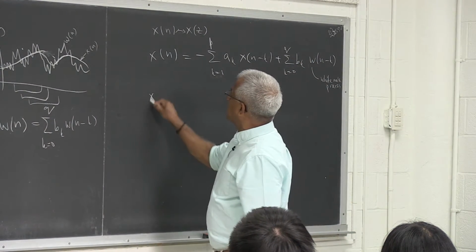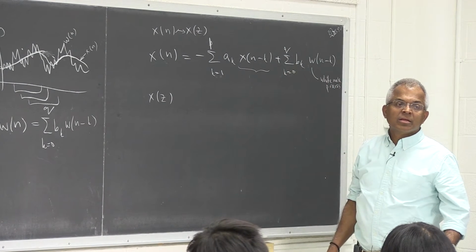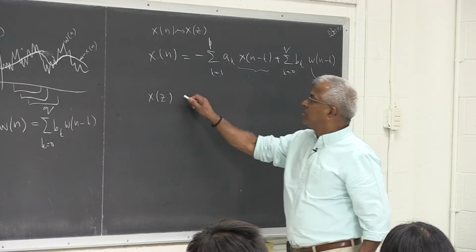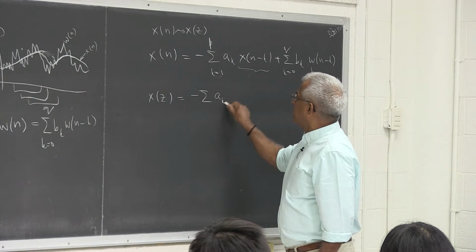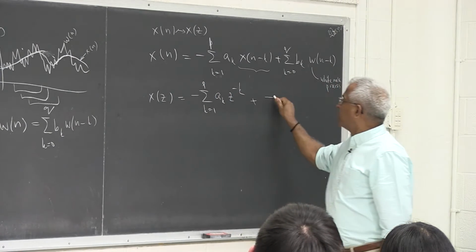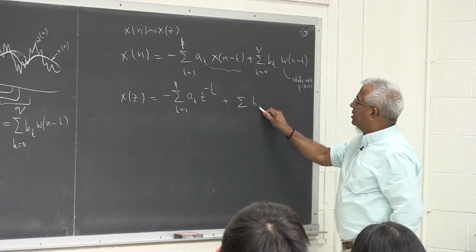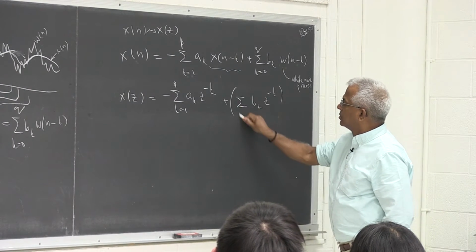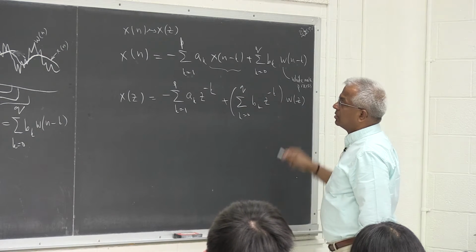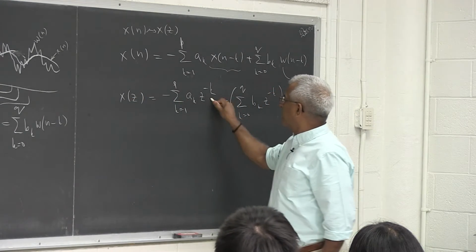If you take a z transform on both these sides, does anybody remember what the z transform of xn minus k is? It's a delayed version. Delay appears, right? So this is equal to minus sigma ak z raised to minus k x of z, plus, how about here? What is the z transform of the same thing? So this is bk z to the power minus k w of z. But I'm going to bring this term to this side, because there is also an x of z here, right?